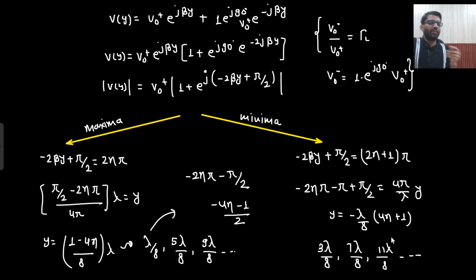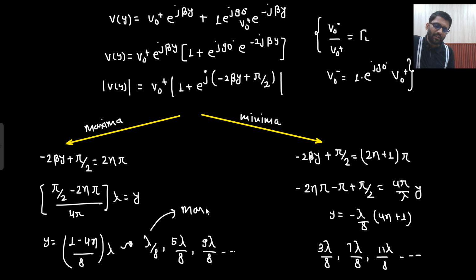Certainly you cannot put n equals to 0, 1, 2, 3. Why can you not put them? Because you will get a negative value. So what will you put? n equals to minus 1. If you put n equals to minus 1, what are you getting? 3 lambda by 8. So yes, this is the first one. Then ahead you can put n equals to minus 2, and you get 7 lambda by 8. In that manner you can proceed, and these are your locations of minima. So this is your maxima and this is your minima.